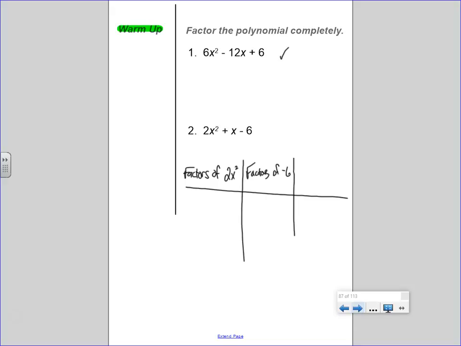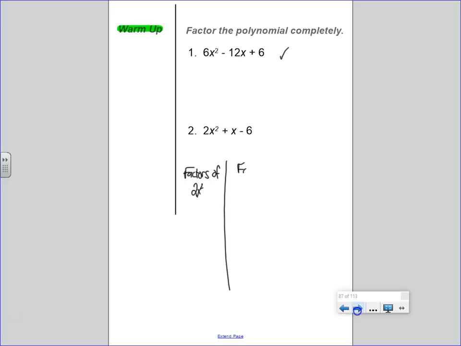Now, if you notice, I'm starting to run out of room. You guys might not be. Thanks for all the random noises. Let's stop. There we go. That'll fit better. Factors of 2x squared, factors of negative 6. Possible factors.